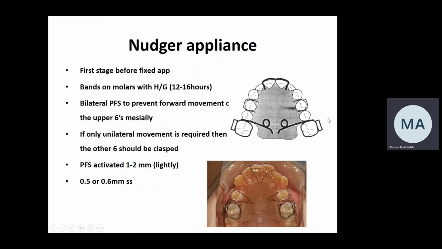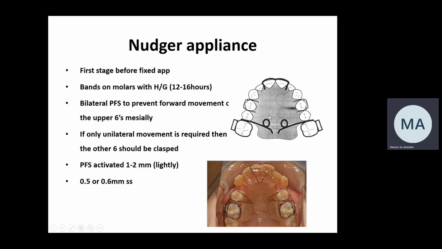The main active components are palatal finger springs. If you're distalizing both, we use palatal finger springs on both of them, and it is made of 0.5 millimeter stainless steel wire or 0.6, because again, this is not a real active component. It's just to maintain, to prevent relapse.